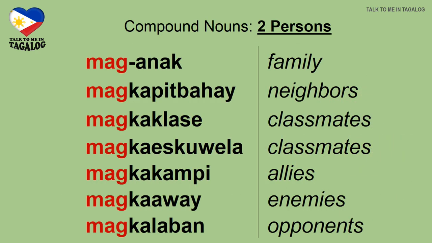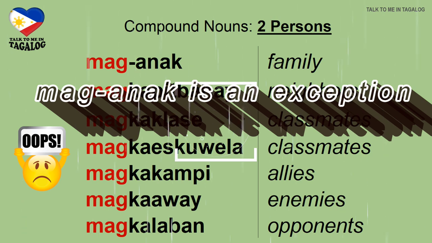Here are some more Tagalog compound nouns that denote relationships between two people. Mag-anak, meaning family.